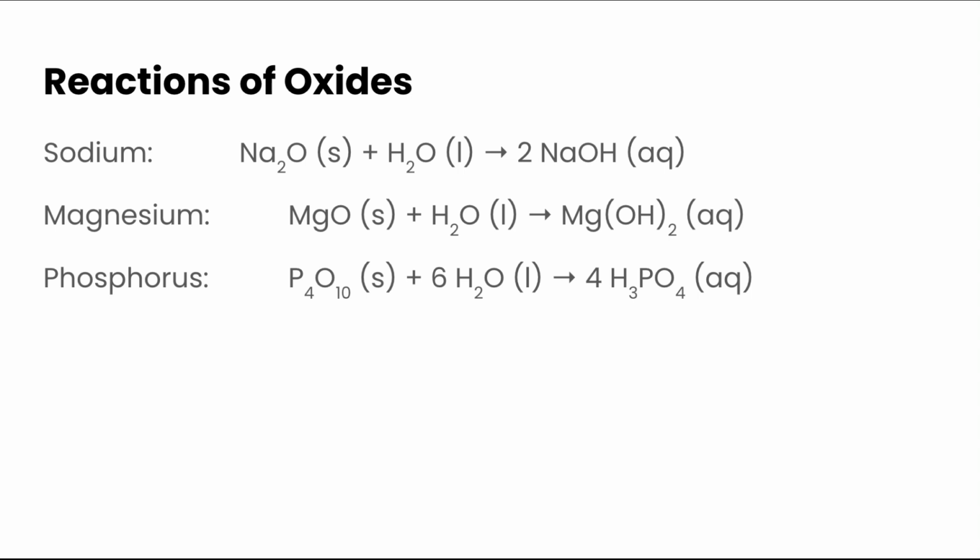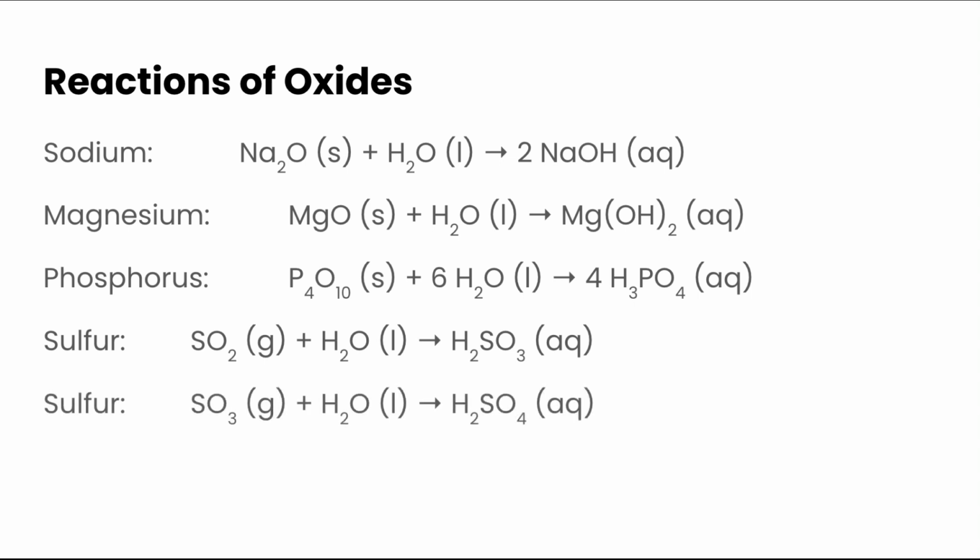Now, phosphorus is a non-metal oxide, so P4O10 is going to react with 6 waters, and it's going to make H3PO4, or phosphoric acid. Sulfur, we've got sulfur dioxide, really one of the main ones that we need to know. Reacting with water, it's going to form sulfurous acid. Or if we took sulfur trioxide reacting with water, that would make sulfuric acid.